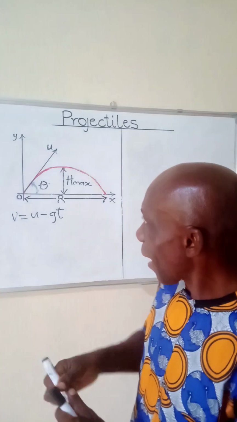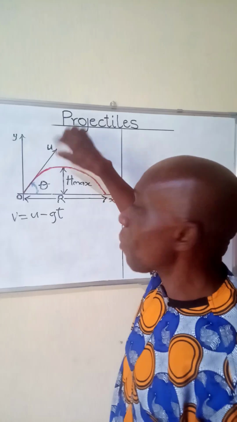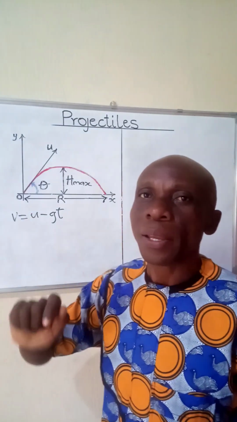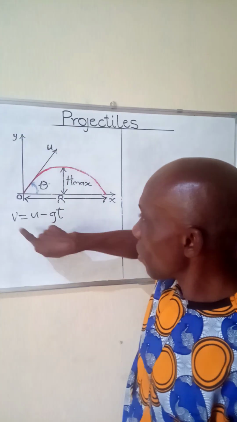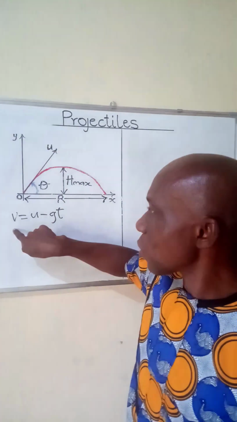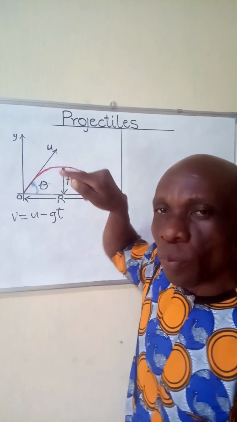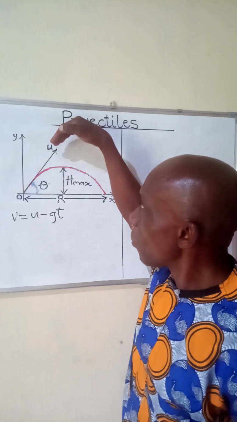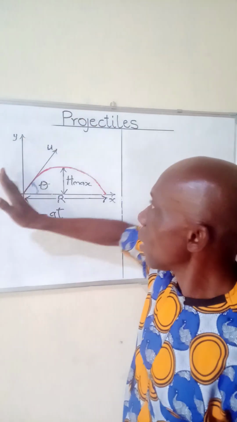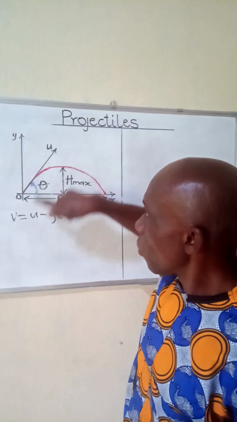At maximum height, we want to see what happens. At maximum height, certain things will apply. The object will number one be momentarily at rest. So what that means is that this v that stands for final velocity will be 0 at maximum height. That's what we are going to use. And also know that the component of u, initial velocity, in the vertical direction will be u sine theta.